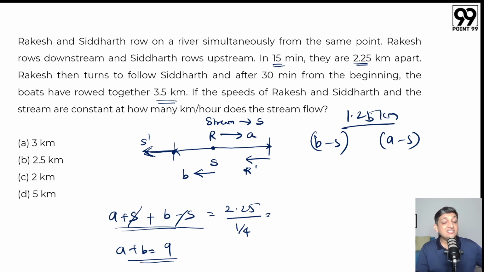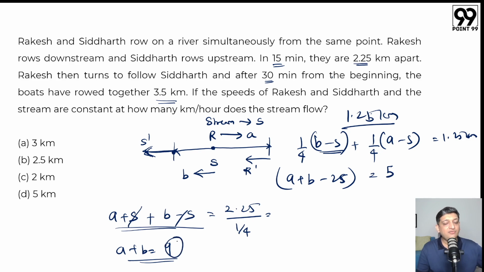What is distance? Distance is speed multiplied by time. So in this particular case, B minus S is the speed of the system that involves Siddharth, but both of them have been traveling for 15 minutes, because 30 minutes from the beginning, it is 15 minutes after the first instance when we had calculated the distances. So this would be happening for 1/4 of an hour, this would be happening for 1/4 of an hour, and together the distance covered will be 1.25 kilometers. So we are going to get A plus B minus 2S is going to be equal to 4 into 1.25, or 2.5 into 2, or 5.